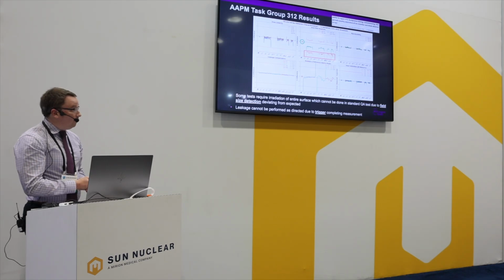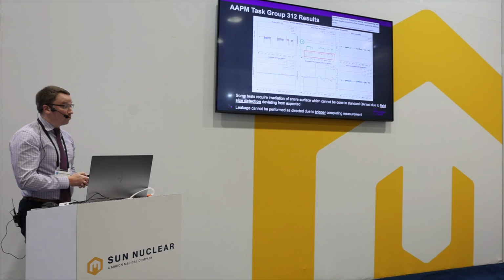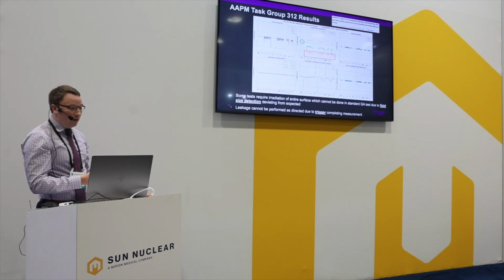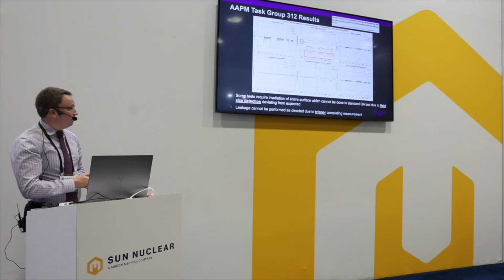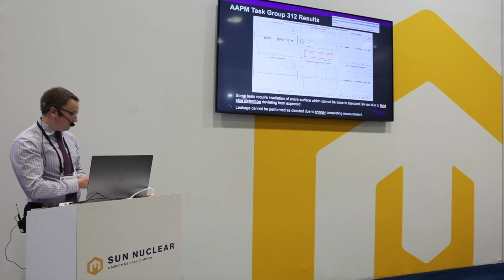Important to note, though, that some of these tests require irradiation of the entire surface, which can't be done in the standard QA test due to those field size detections, where it will detect that you're irradiating more than you should be, and it will actually stop. Similarly, leakage can't be performed because of that trigger, where it thinks that the measurement's done and it tries to move on to the next one. So I had to work with Raj to use some developer software to actually take these measurements.